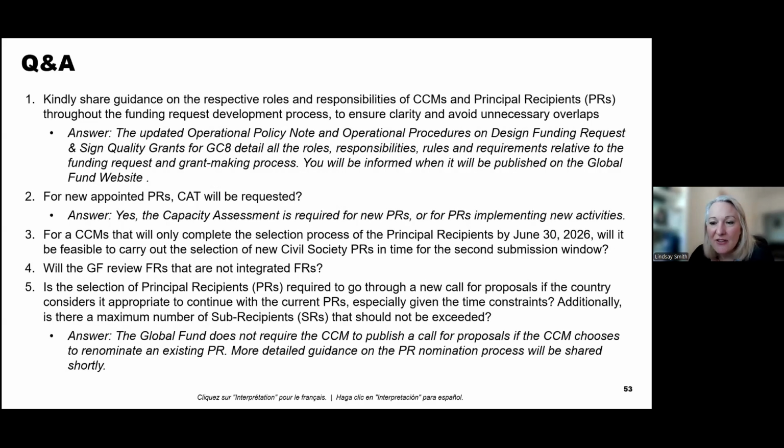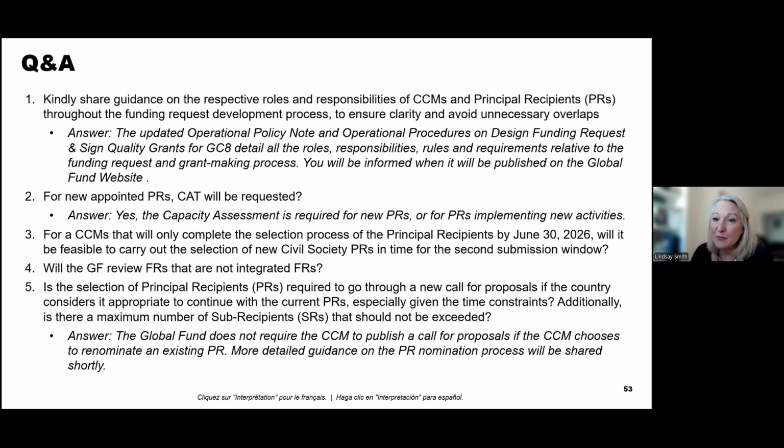Kindly share guidance on the respective roles and responsibilities of the CCMs and principal recipients throughout the funding request development process to ensure clarity and avoid unnecessary overlaps. Totally get it. We are introducing a new opportunity to engage with the PR earlier, and it's important that we don't duplicate, but we optimize who's doing what and when. So the updated operational policy note and procedures will detail all the roles, responsibilities, and requirements for the funding request and grant making process. That is almost final, and you'll be informed when it's published on the Global Fund website; that will be shared through an email update.